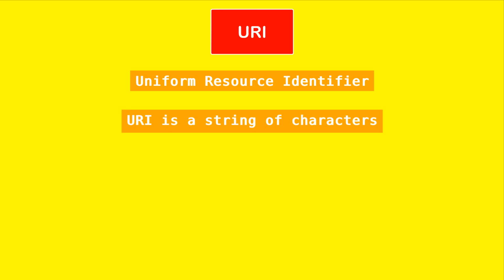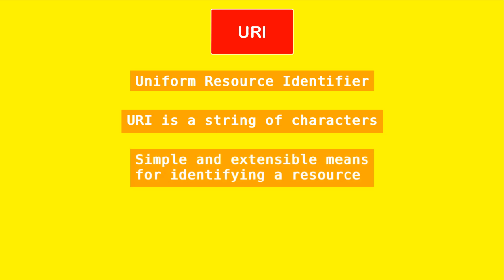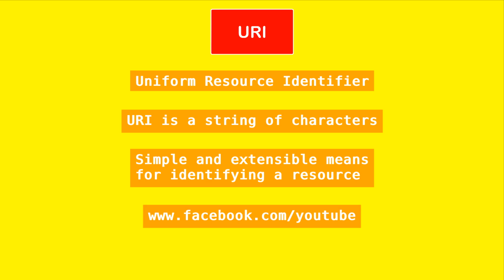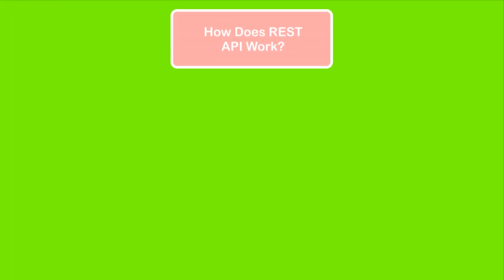Uniform Resource Identifier means URI. A URI is a string of characters that identifies a name or a resource on the internet. It provides a simple and extensible means for identifying a resource, which can be a page, file, or a complex object like a query to a database. For example, www.facebook.com/YouTube is a URI.